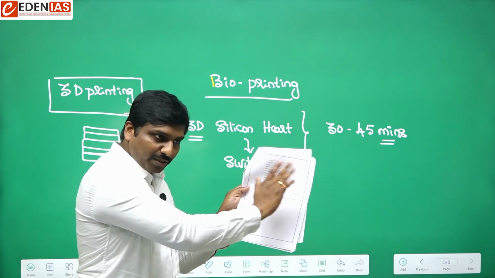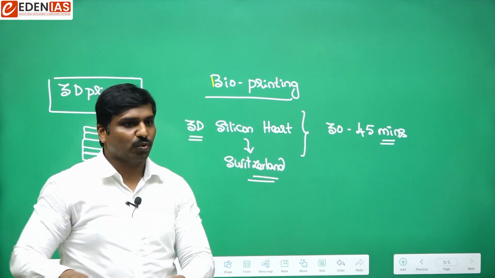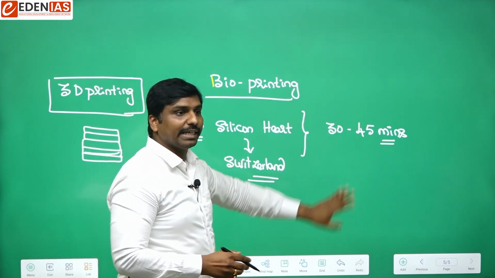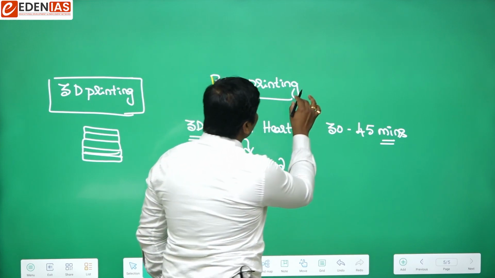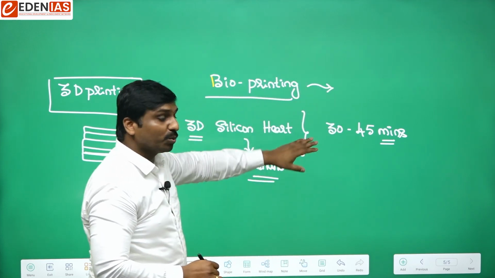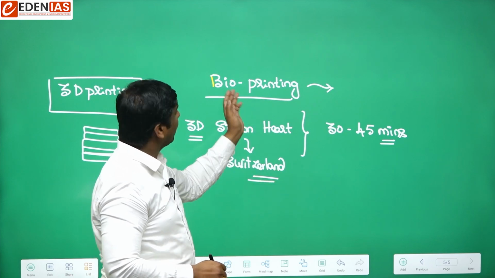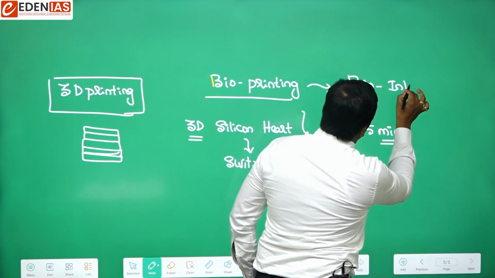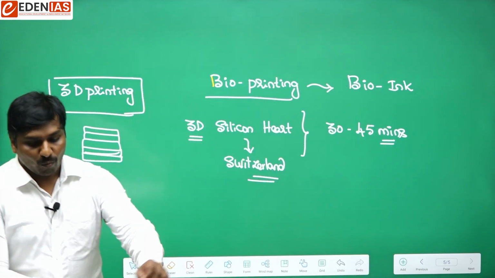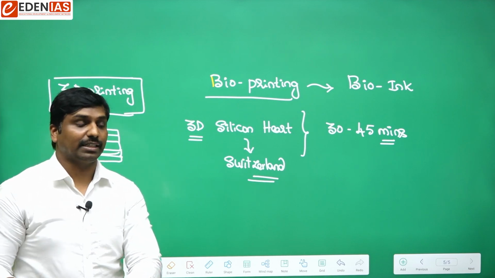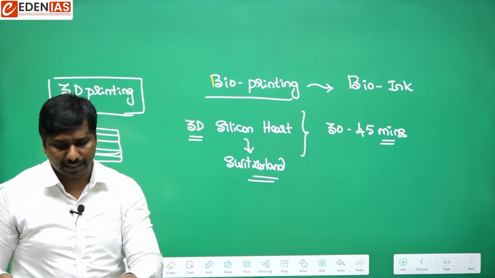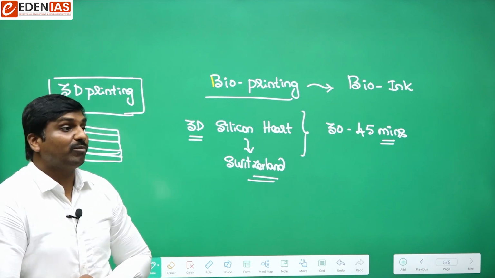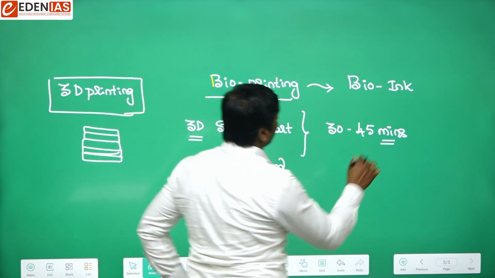Generally, for example, if we are printing on this, there should be some ink which produces letters. In a similar fashion, for the production of biomaterials through bioprinting, there should be some ink. The ink that we use to produce materials through 3D printing or bioprinting is known as bio-ink. So what is bio-ink? That is another important thing. Bio-ink is a kind of hydrogel which is generally composed of stem cells.